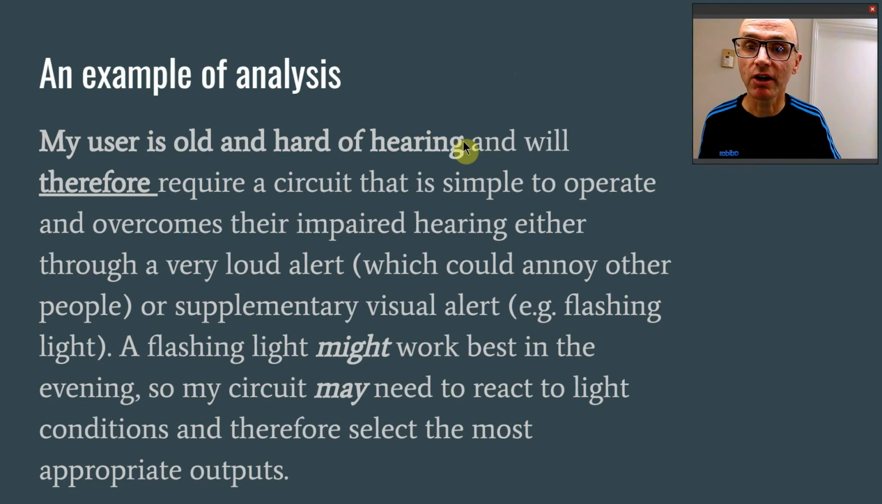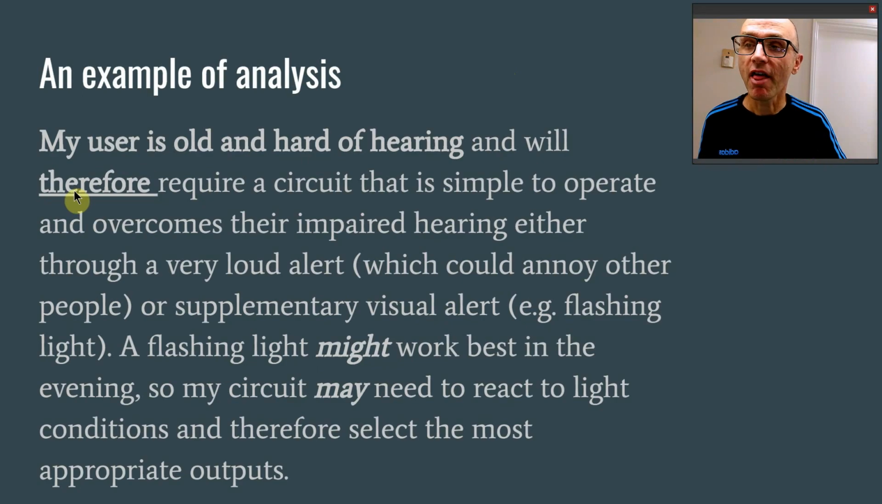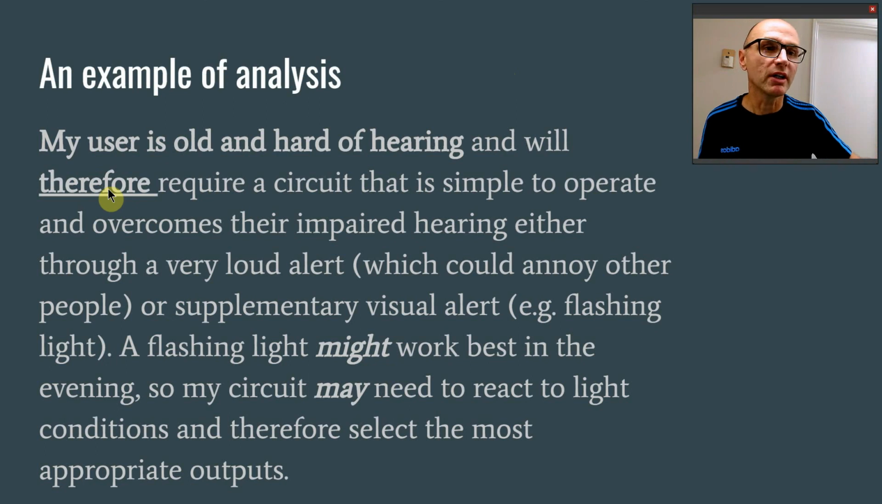So my user is old and hard of hearing. Look, that's just a statement of fact. Remember, don't just state facts, you've got to analyze. So then you're going to have that linking word, therefore, and so what: require a circuit that is simple to operate. If it's simple to operate, they don't want some really complicated keypad, do they? Maybe it's got to be simple, like maybe two buttons or something like that. Or maybe automated in a way that in the evening it detects that it's dark, so then it just goes quiet or whatever it happens to be.